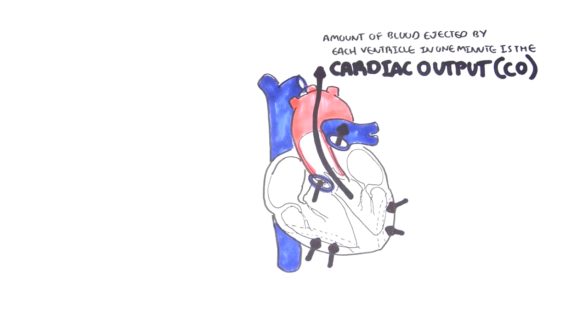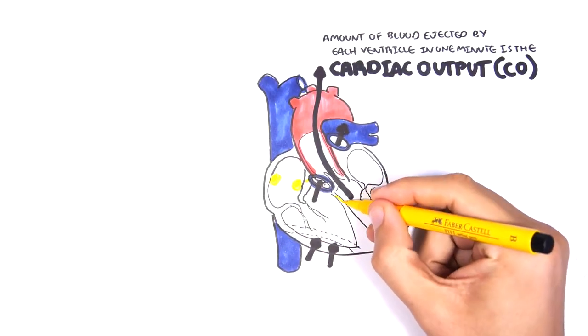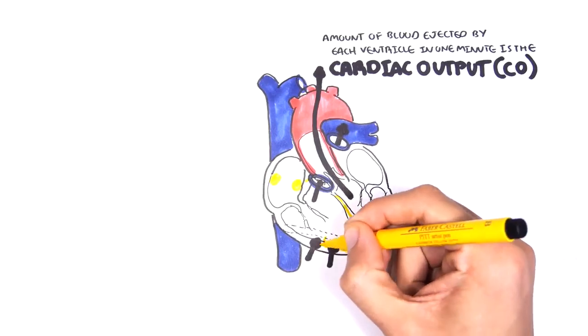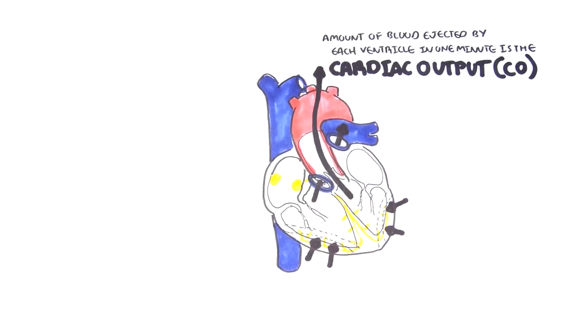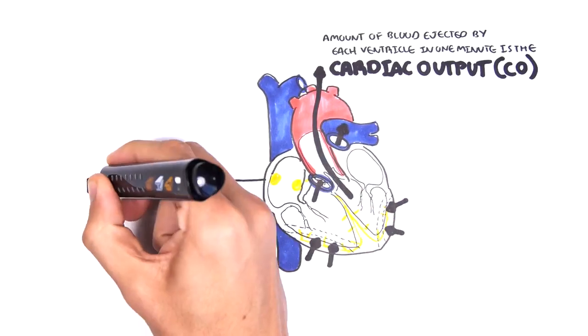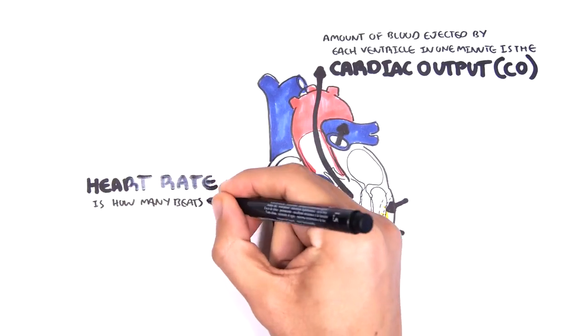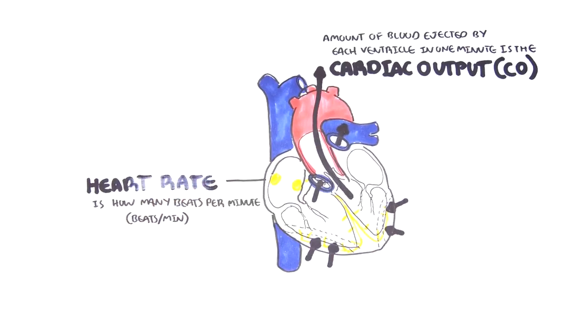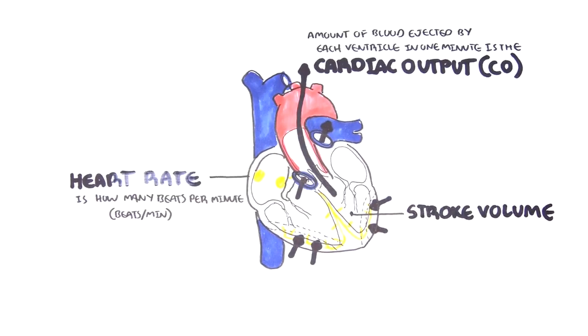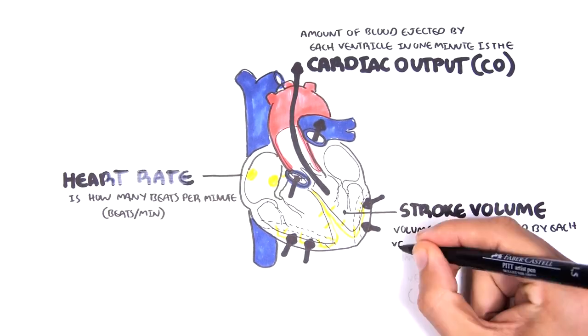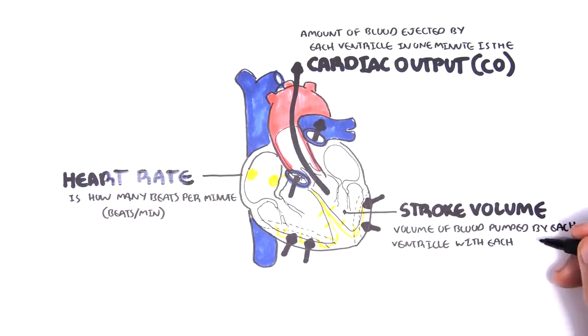And there are two factors that are used to calculate the cardiac output. These are your heart rate and stroke volume. Your heart rate is essentially your conduction system of the heart. Your heart rate is how many beats per minute, so beats over minute. The other factor is your stroke volume, which is the volume of blood pumped by each ventricle with each beat. So this is mils per beat.